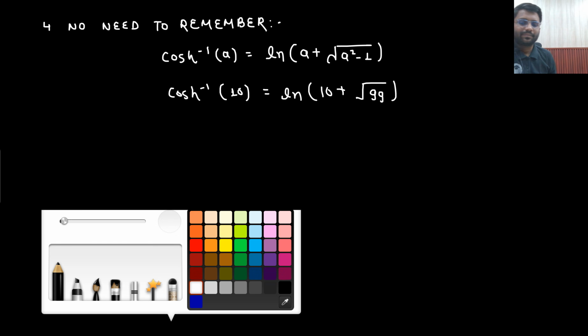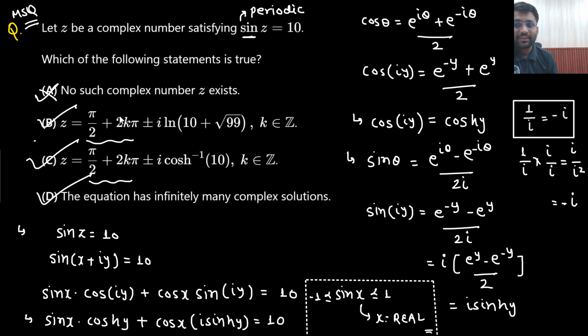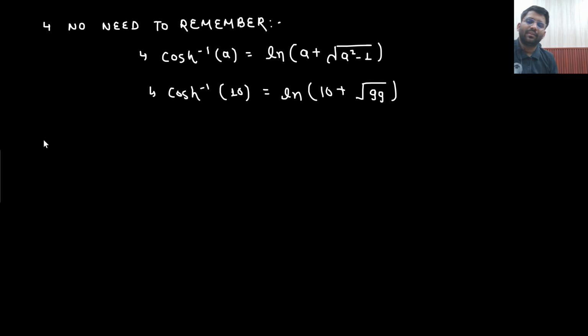Understandable. Now someone would say, sir, I don't want to remember this particular thing. You solve this question and get me this answer. I don't want this answer, sir. You solve this question, sin z equals 10, and get me this answer. How will you get it, sir? So how will I get it?